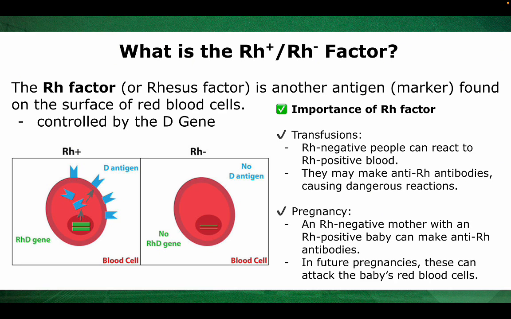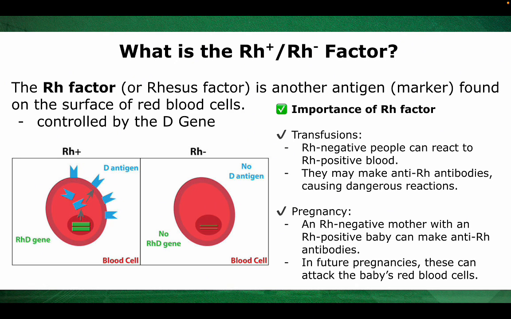And why is this important? Because Rh compatibility matters in transfusions and in pregnancy. For transfusions, you usually match both ABO and Rh, giving Rh positive blood to an Rh negative person.